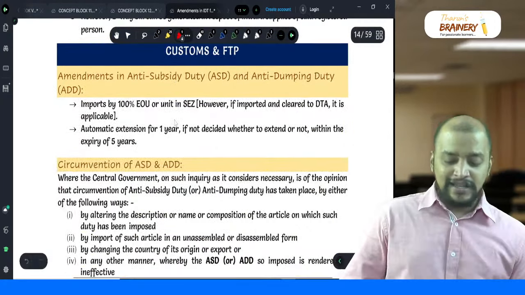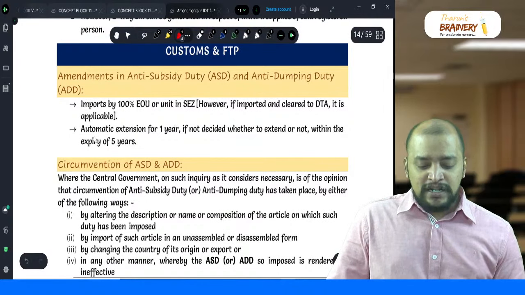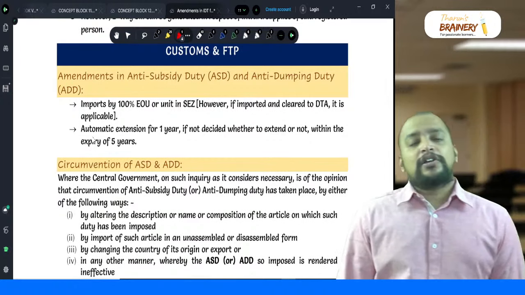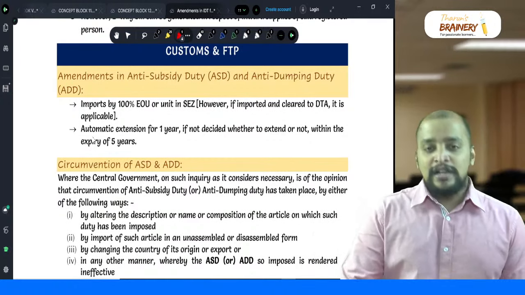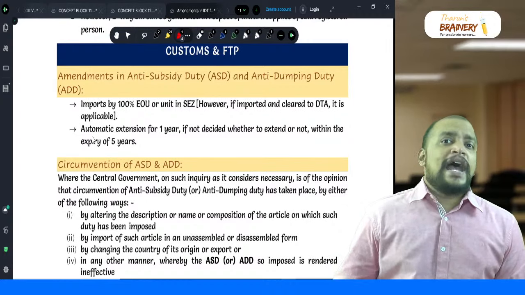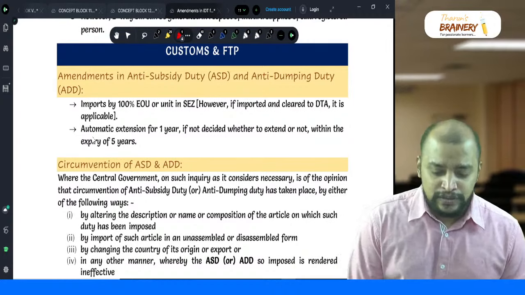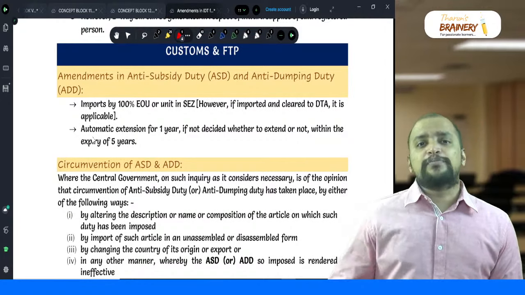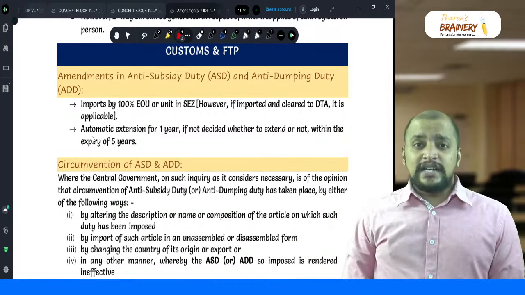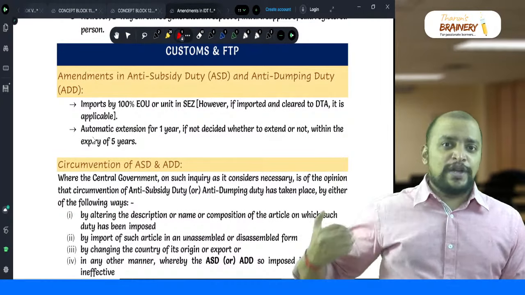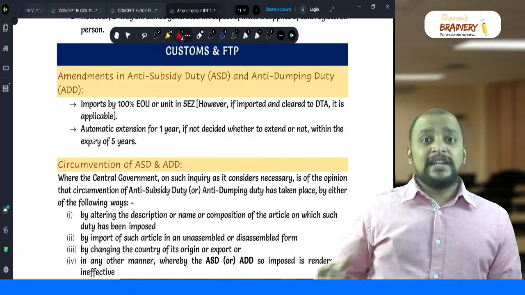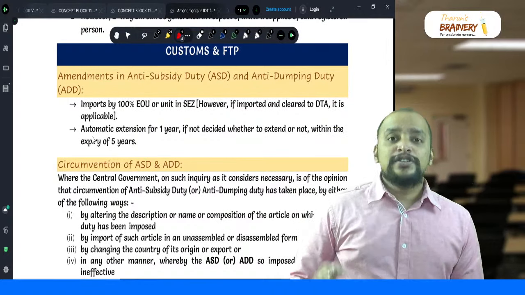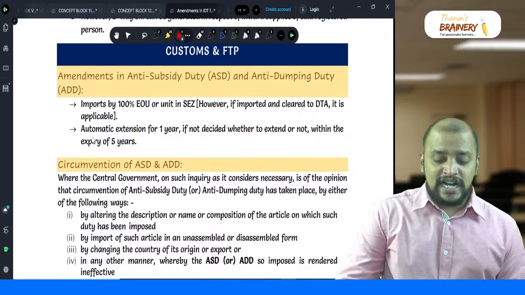Okay. Then next, customs and FTP. In customs and FTP, amendments were not given in the amendments material, but a lot of amendments were there in the study material. They are amendments related to anti-subsidy duty and anti-dumping duty. Anti-subsidy duty is levied whenever the imported article enjoys an export subsidy. Anti-dumping duty is levied whenever the product is being imported into India at a price less than its selling price in the market. Which market? The international market.